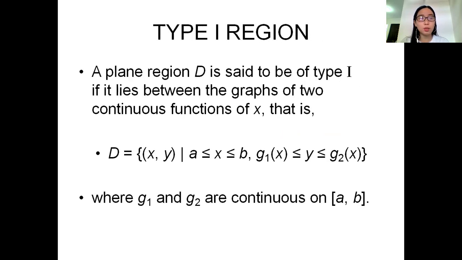Type 1 regions. A plane region D is said to be of type 1 if it lies between the graphs of two continuous functions of x. That is, D is equal to the set of (x, y) such that a is less than or equal to x, less than or equal to b, and g1(x) is less than or equal to y, less than or equal to g2(x), where g1 and g2 are continuous on [a, b].